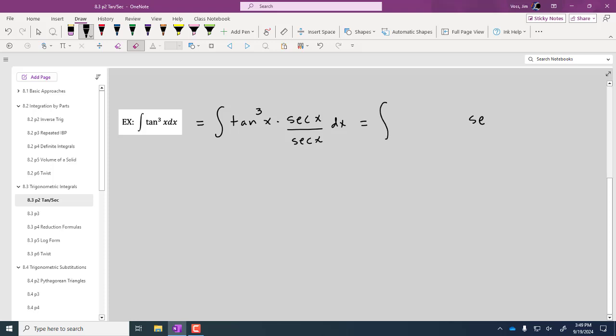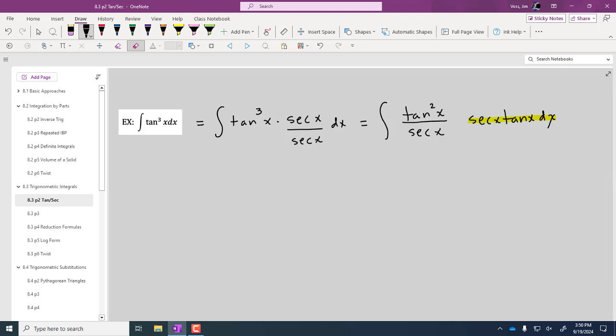Okay, so we're going to pull off a sectan. So off with the differential, hanging out with the differential. There's the differential. We pulled off a sectan, so let's see what's left. We pulled off one tangent, so we're left with tangent squared. And we pulled off that secant in the numerator, so now we have that.